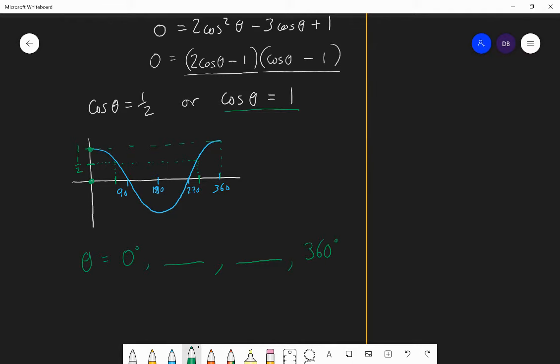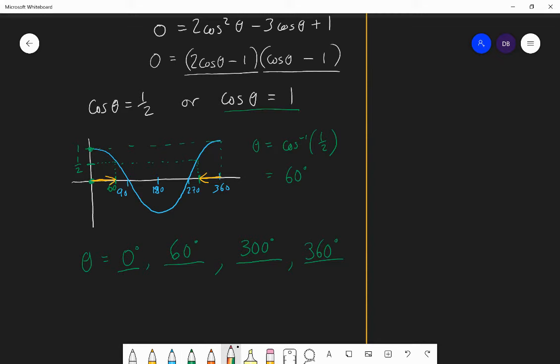So from the half, if cos theta is a half, then theta is cos to the minus 1, the inverse cos of a half. And my calculator gives me that as 60 degrees. So that value there is 60. And then I know this graph is symmetrical, so if that distance is 60, then this distance will also be 60. And hence, if that number is 60, then this number is 300 because it's 60 degrees below 360. Okay, and those are my 4 solutions. So I have 0, 60, 300, and 360.